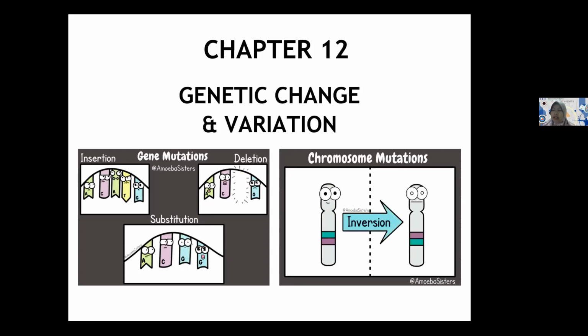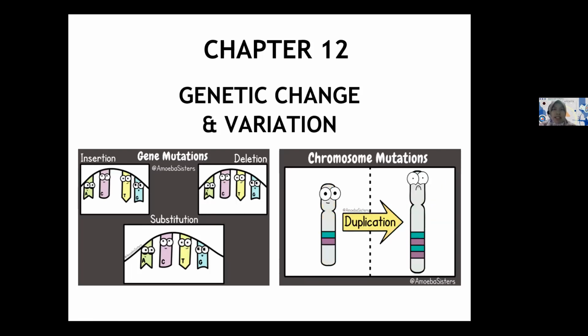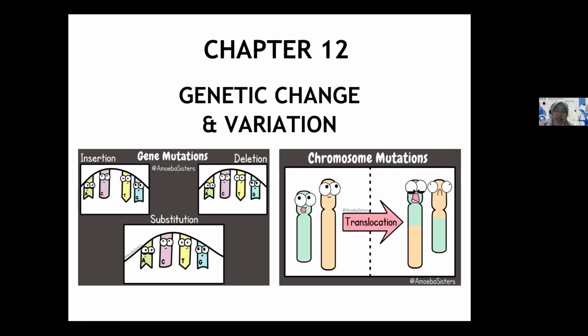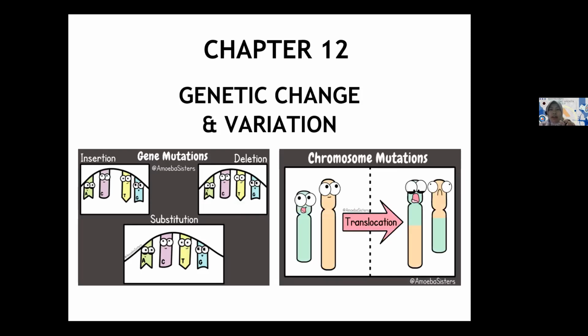Okay, so this chapter of genetic change and variation will relate to chapter 9, genetic, and to chapter 10, protein synthesis, because in protein synthesis you have learned about the process of replication, transcription, translation, right? So chapter 12 relates to chapter 9 and also chapter 10. Okay, all right. So the basic knowledge is there for this chapter.